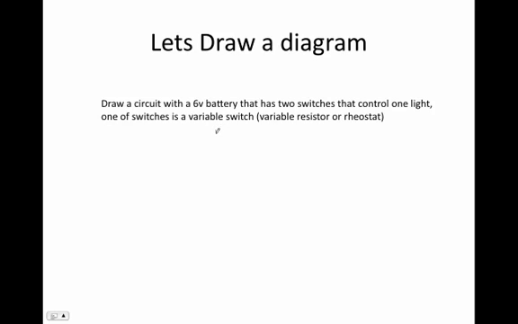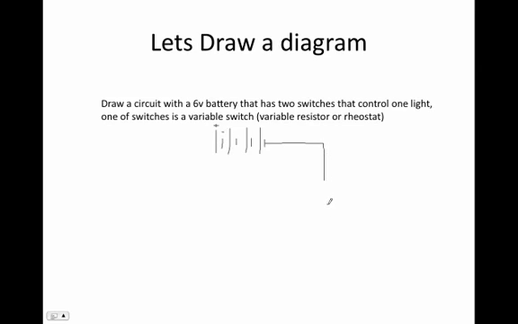So 6 volts, that's 1.5. Another 1.5. So we've got 3. We got to keep going. There we go. There's a plus there and a minus. So 1.5, 3, 4.5, 6. There's a 6 volts. And we need 2 switches.